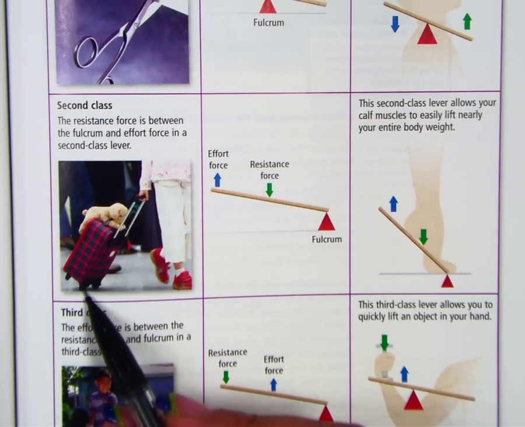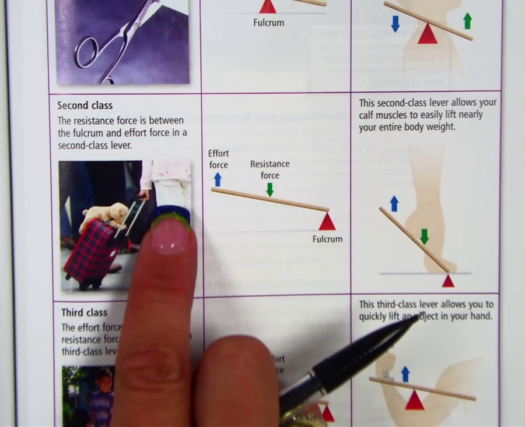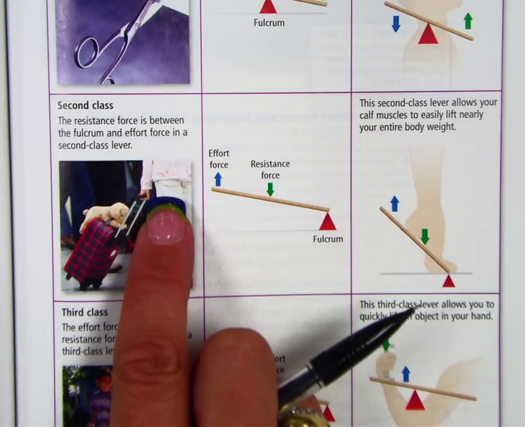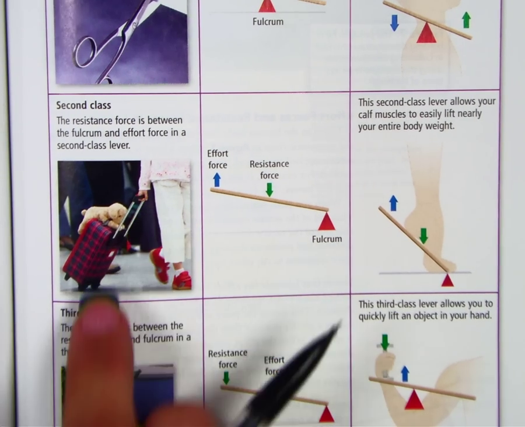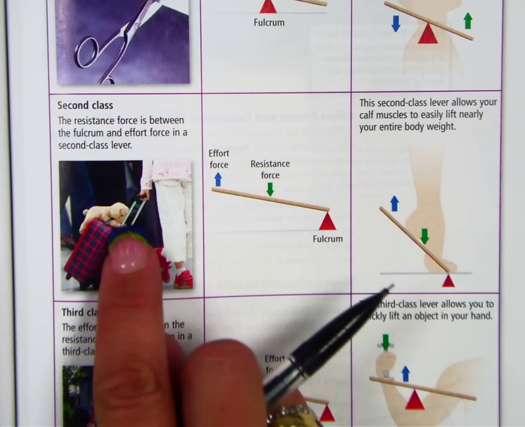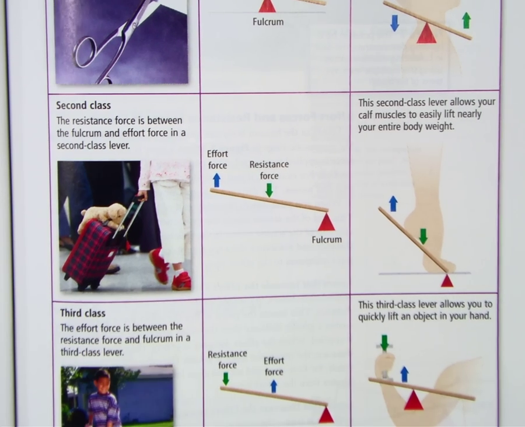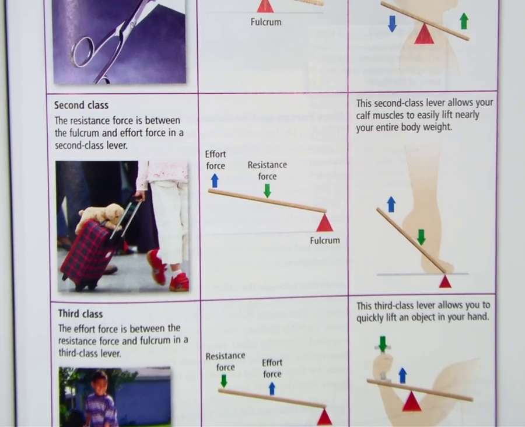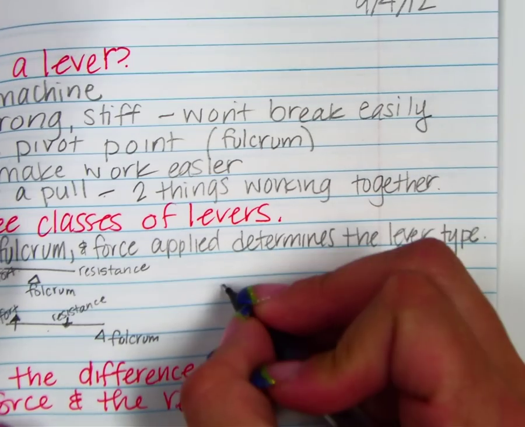So if you look at our picture, we have a little girl pulling a suitcase. And so the fulcrum is actually the ground or the wheel in this case. And her effort force pulling up is the handle as she's pulling up with her arm. And the resistance force is the weight of this bag that's kind of in the middle, and it's pulling it down towards the ground, okay?